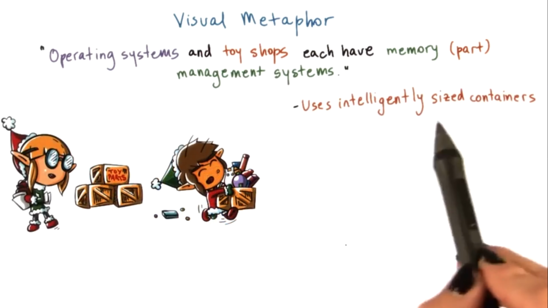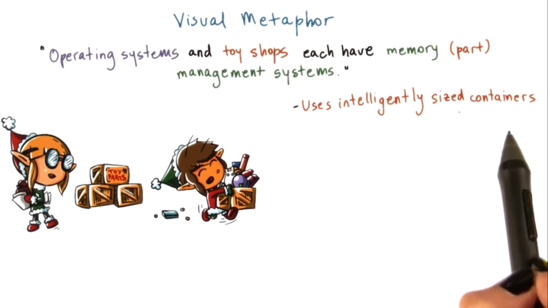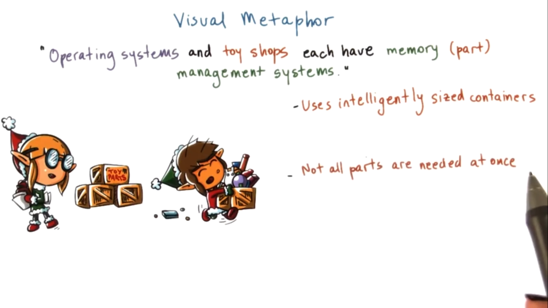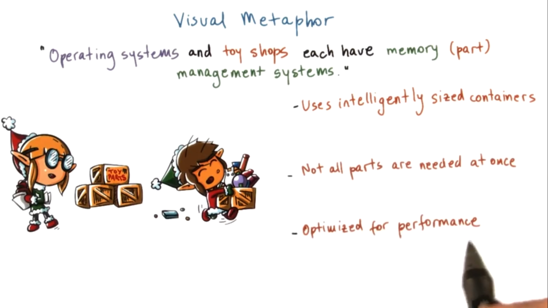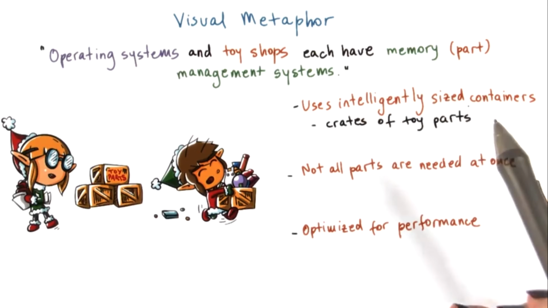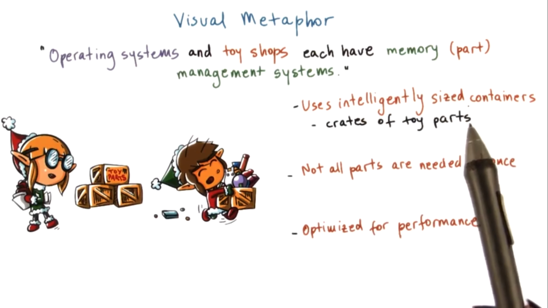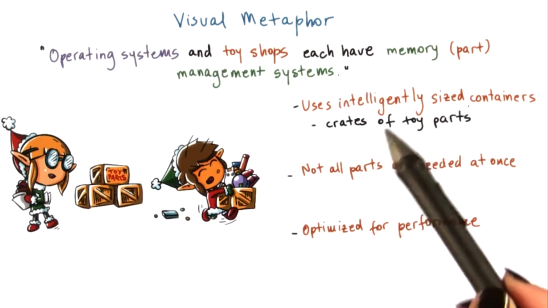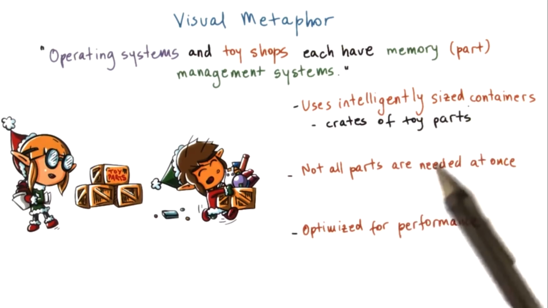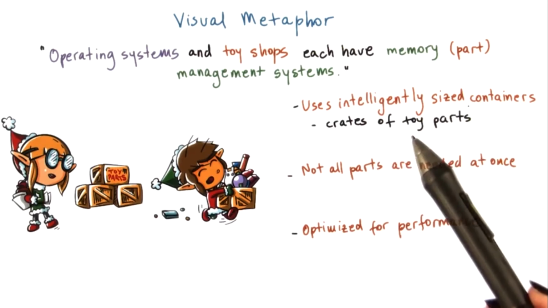First, the process uses intelligently sized containers. Second, not all parts are needed at the same time. And finally, the process is optimized for achieving high performance. So what do we mean by intelligently sized containers? Well, for storage purposes, it's convenient to make sure that every container is of the same size so that it's easier to manage those containers in and out of the storage room.